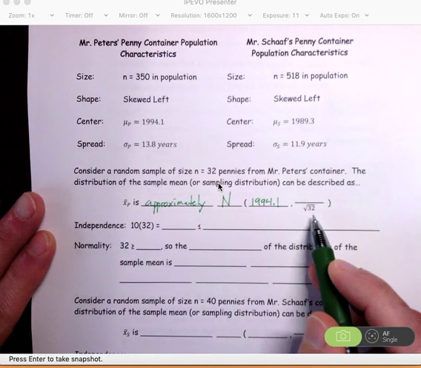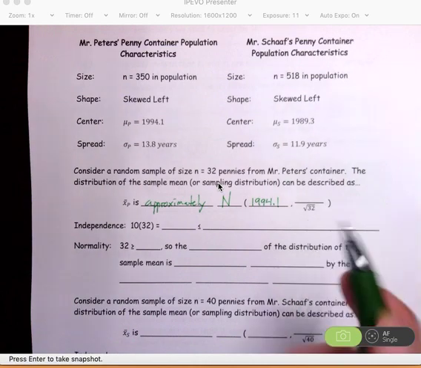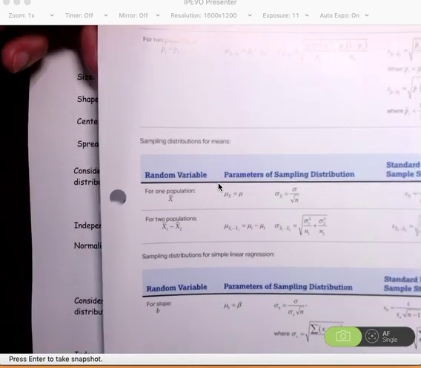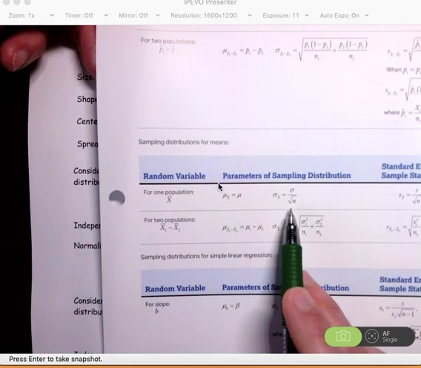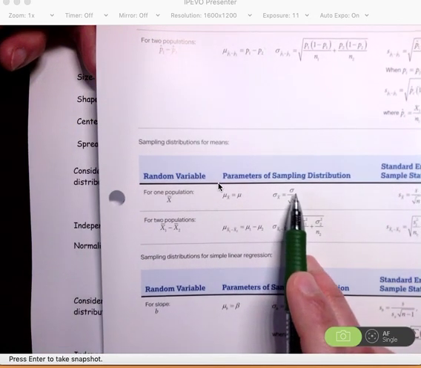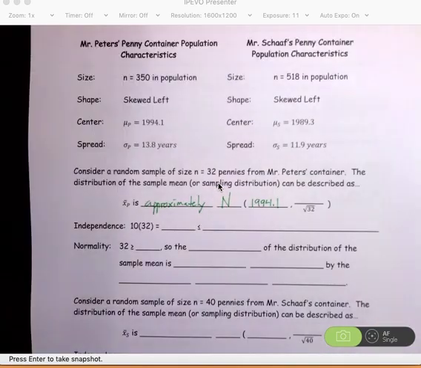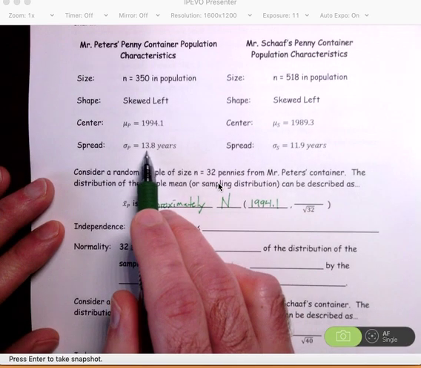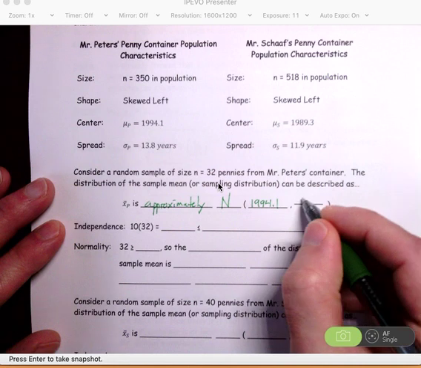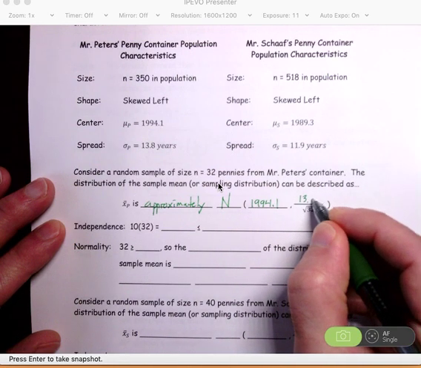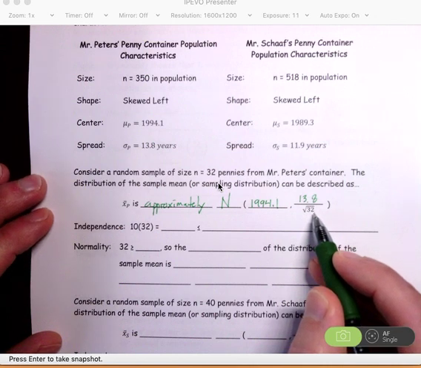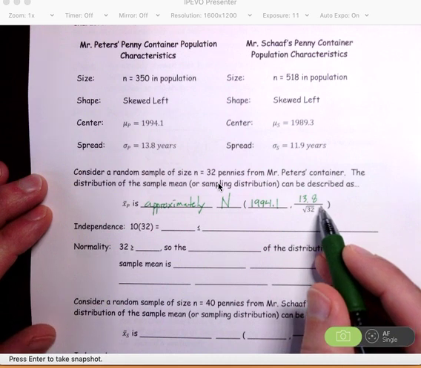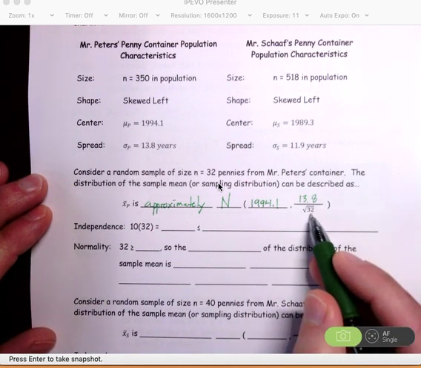And to find the standard deviation of the sampling distribution, we can pull this off of the formula sheet for the random variable, which is a sample mean. Here is the standard deviation. It is the standard deviation of the population divided by the square root of the sample size. So in Mr. Peters' container, the population standard deviation is 13.8, and we will divide by the square root of 32. That is the way to calculate that standard deviation. We don't really need to simplify it at this point.